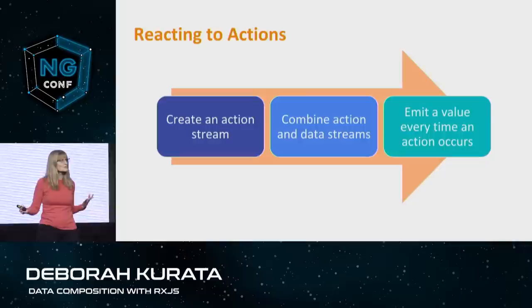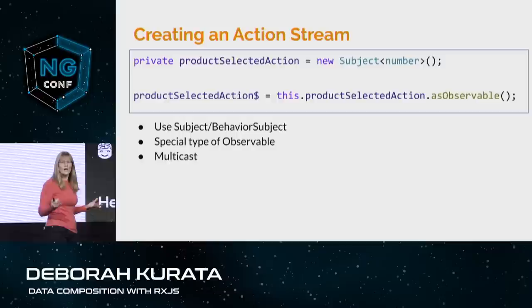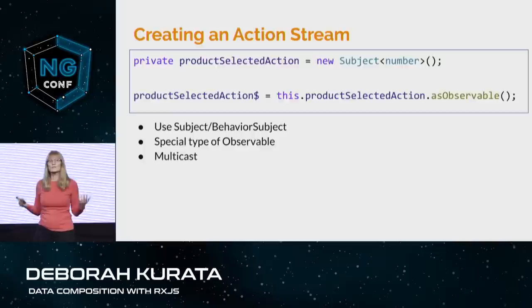And then every time that action occurs, we need to emit something into that action stream. Okay, so those are our three steps. Let's walk through how to do those. First of all, we create our action stream. So we do that using a subject or behavior subject or something similar.